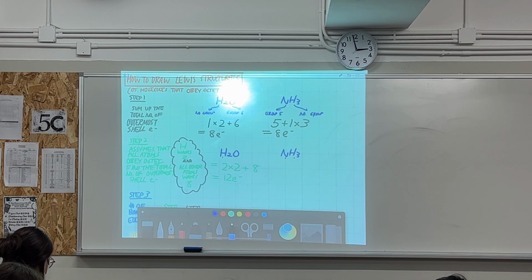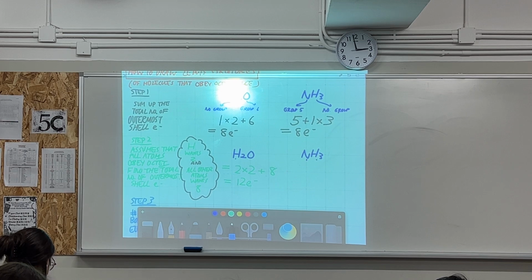I want you to do this for the second molecule. And what should I put in here? Don't do the math in your head. I need to see the expression. 8 plus 1 times 3, no, 8 plus 2 times 3. Because hydrogen wants 2, other atoms want 8. Yeah, you use the full number to do your calculation. This is what they want, what they strive to get.